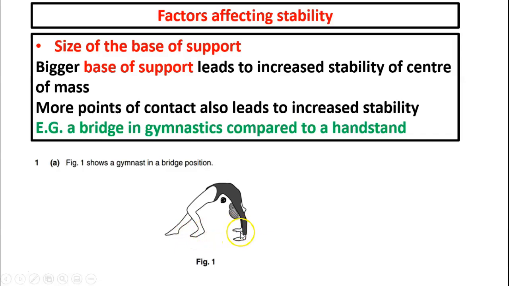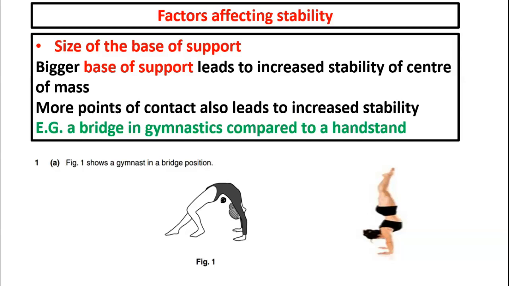You compare that to a handstand in gymnastics, and as you can see here, the size of the base of support is way smaller. On top of that, you look at it, that's just going there to there, whereas this one's going there, there, round and back. 2 points of contact, smaller base of support, therefore this will have less stability. It'll make the centre of mass less stable. So you can see how that would work in a direct comparison there.